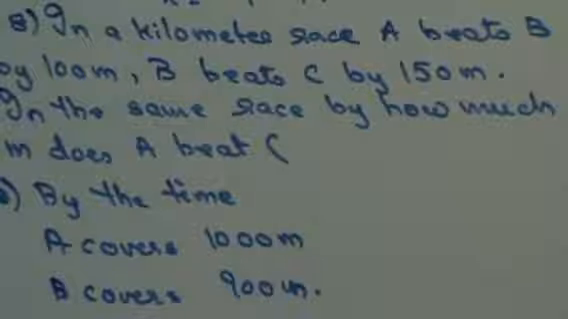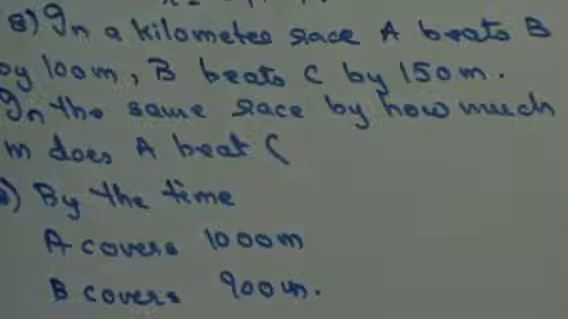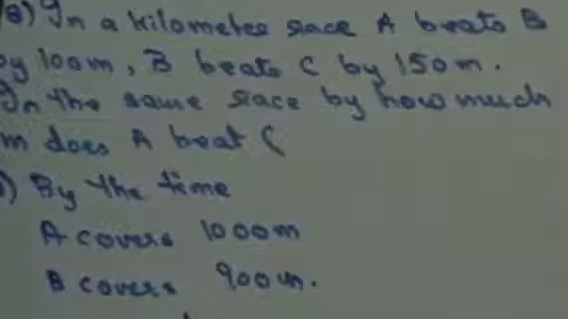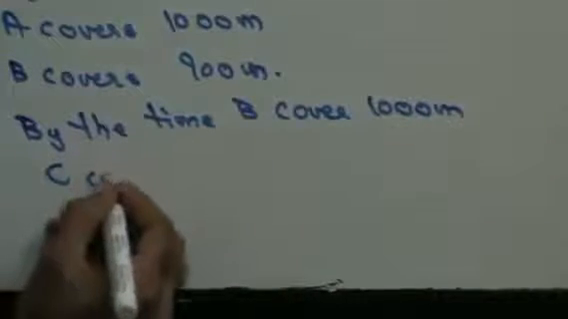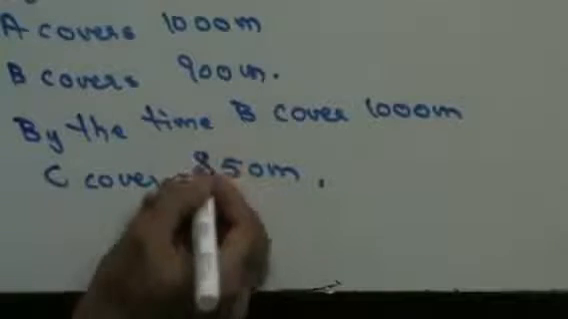Right? Now B beats C by 150 meters. Right? By the time B covers 1000 meters, C covers, sorry, not 150 meters, sorry, 850 meters, because he beats him by 150 meters. Right? Do we get this thing here?